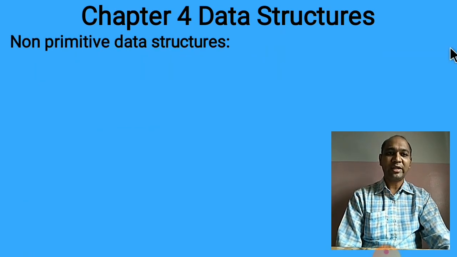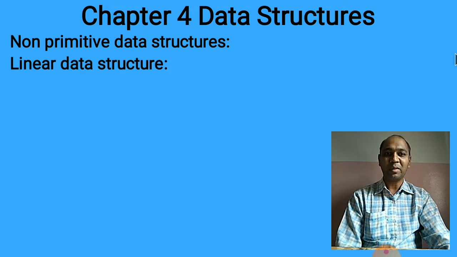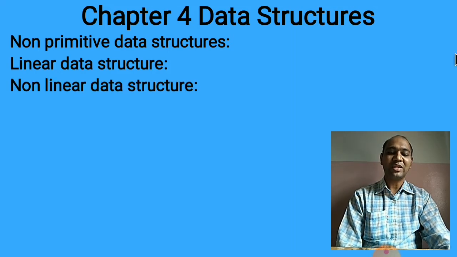Non-primitive data structures. These are very complex data structures, but they are derived from the primitive data structures. Let us continue with the classification of non-primitive data structures. The first one is linear data structure and the second one is non-linear data structure. As the name suggests, linear data structure means one data item is linked to the other data item.